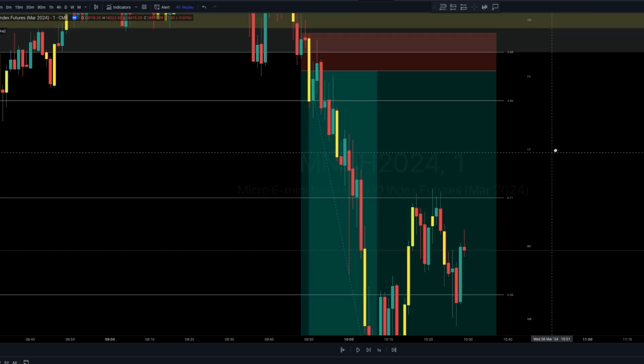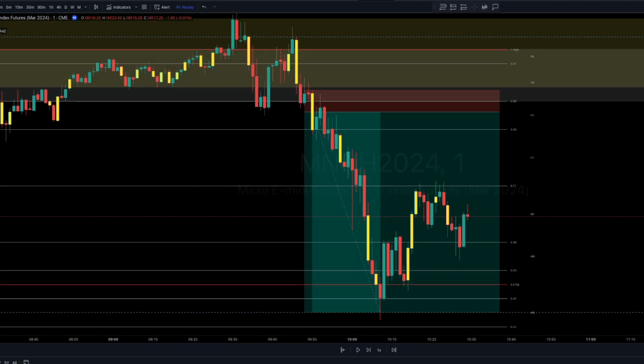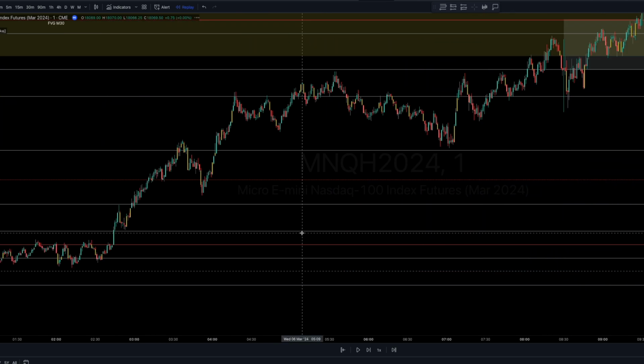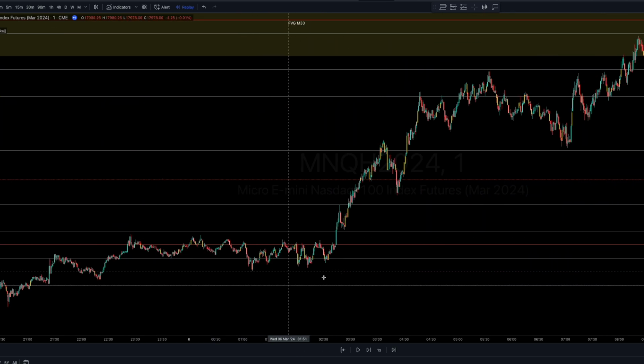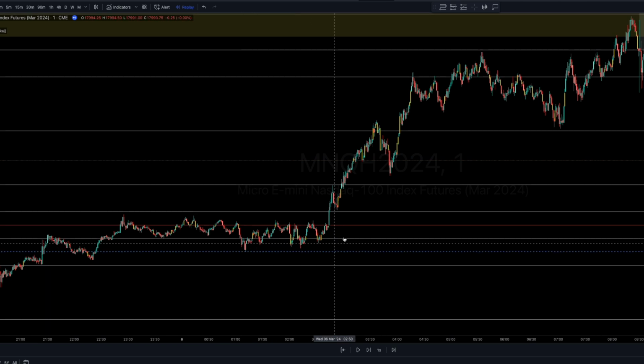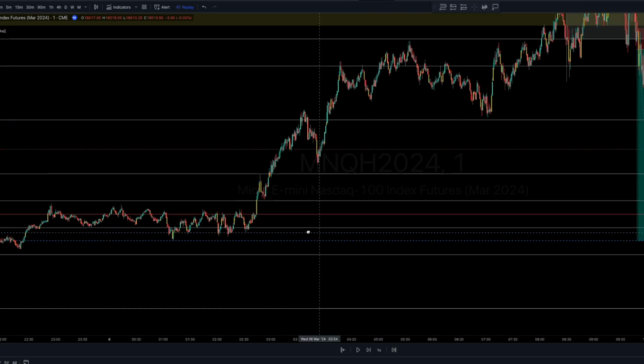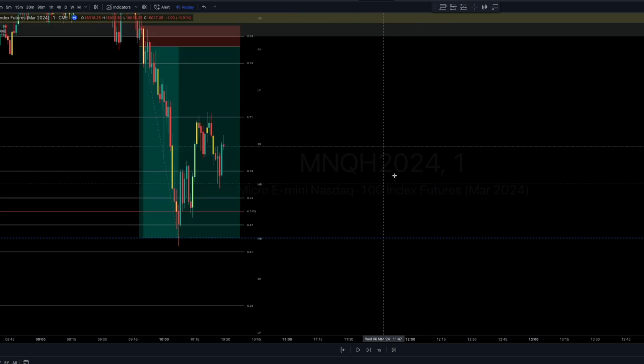Okay, then it was just a case of holding the trade until you found your first piece of liquidity in a discount. Now, because of the Goldbach dealing ranges, we know that this is the equilibrium. So anything below that is a discount. And you had these nice equal lows in the discount. That's where he took off the trade.